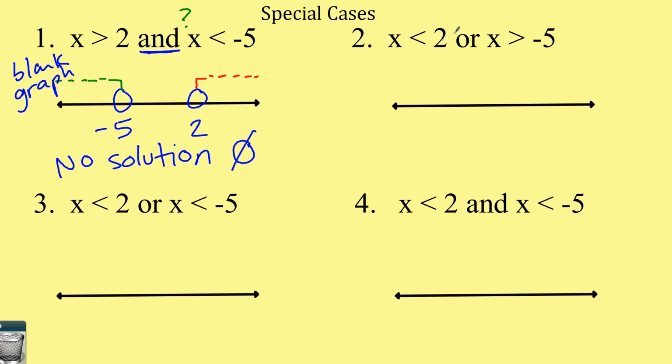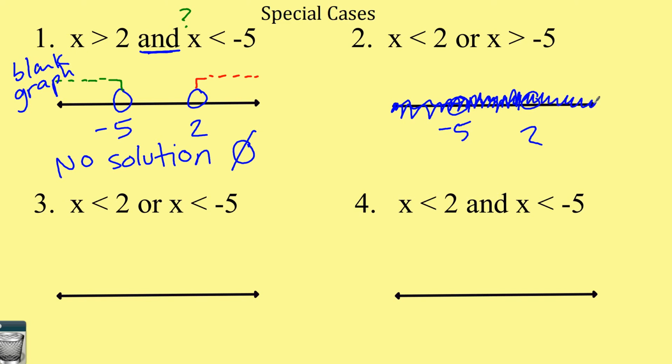All right, number 2. Okay, we have 2 and -5 again. So -5 on the left, 2 on the right. So we have x is less than 2, or x is greater than -5. It's an or statement. You do what it says. Everything smaller than 2. All right. Everything greater than -5.